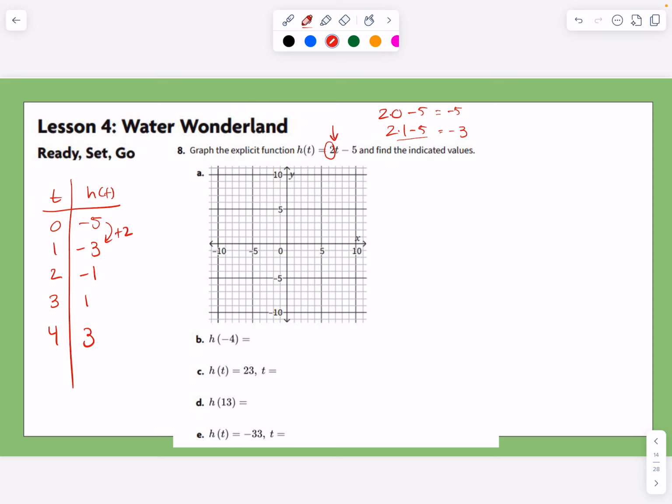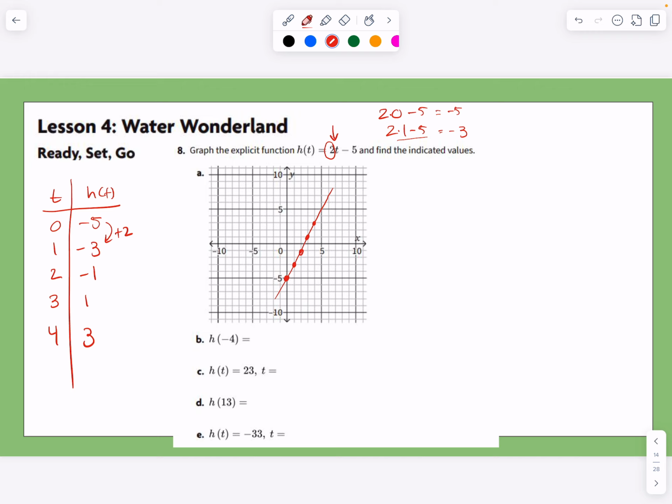And now I have some points that I can plot. So I can plot 0, negative 5 for that one. 1, negative 3 there. 2, negative 1. 3, 1. And 4, 3. All right. So now I have my line, and I can draw my line there. So now I've graphed it like so.